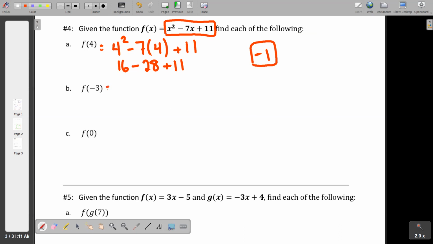For f of negative 3, second verse, same as the first. Here we go. I'm going to do negative 3 squared, note the parentheses, muy importante, minus 7 times negative 3 plus 11. And again, we hope either that you've got decent basic skills, or that you at least know how to use a calculator well. What is negative 3 squared? It is not negative 9. It is positive 9. 100% of the time, it's going to be positive. You're squaring something. What's the second part? Negative 7 times negative 3. Positive 21. You're okay. Plus 11. So we have a whole bunch of positives here. What's 9 plus 21? What's 30 plus 11?